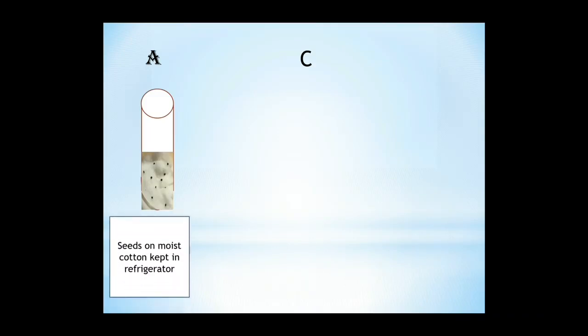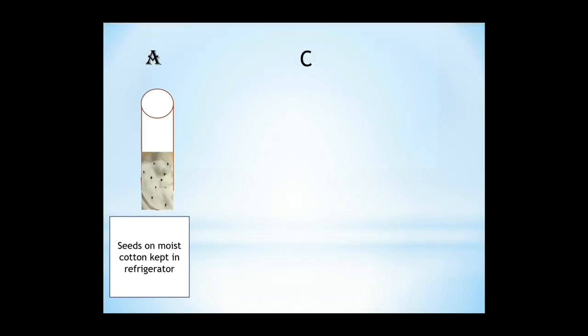So, name the tubes. First, tube A. Label the test tubes. In the test tube labeled A, you have to take a few seeds and keep them on moist cotton and keep this in a refrigerator. That means seeds on moist cotton kept in refrigerator.